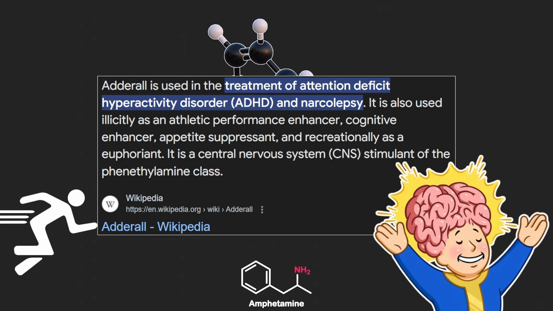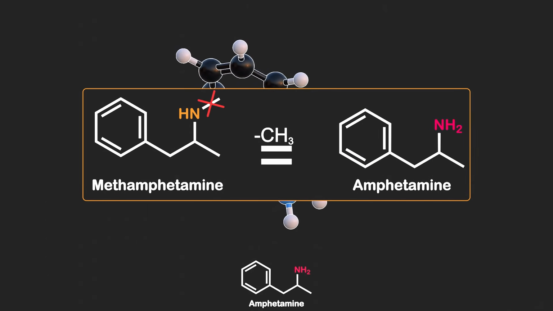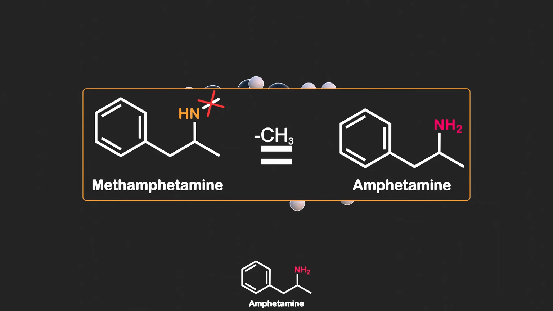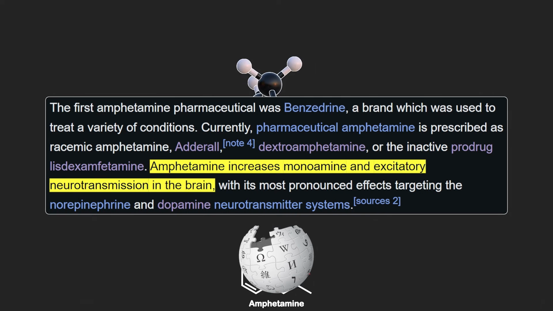In terms of chemical structure, amphetamine is just meth without one of the carbons, without the CH3 group. So instead we have an NH2 instead of an NCH3. Amphetamines have a tendency to increase monoamine and excitatory neurotransmission in the brain. In addition to targeting dopamine, it also targets norepinephrine neurotransmitter systems.